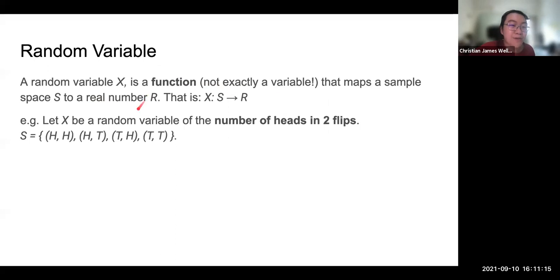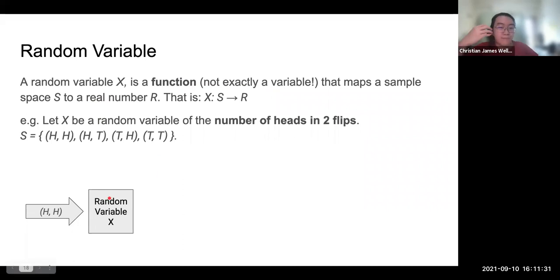So for example, a random variable X is the number of heads in 2 coin flips. The sample space is all the possible combinations: HH, HT, TH, TT. Then this random variable is kind of like a black box, this function. You tell it, okay, this is the thing that happened, HH happened. Can you tell me the number of heads in 2 flips? So it is, okay, the number is 2. This is the function idea. You give it some input, then it gives some output.